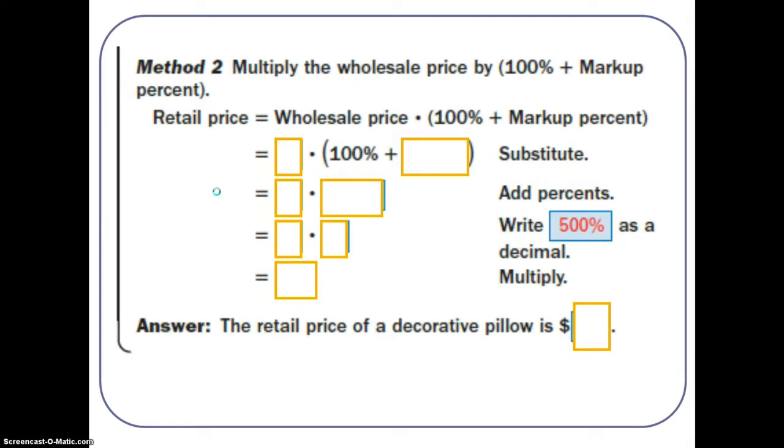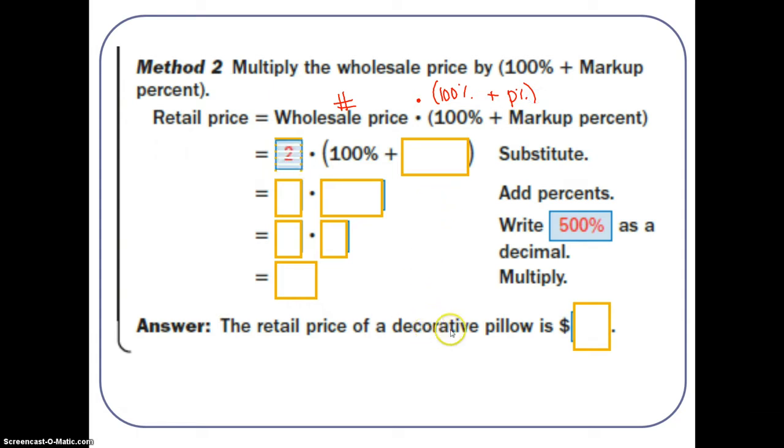Method 2 is to multiply the wholesale price by 100% plus the markup percent. This formula you've seen before. This is when we took our percent of increase or decrease, and we took the number times 100% plus the percentage they give you to find the new value, and we needed to find the new amount.